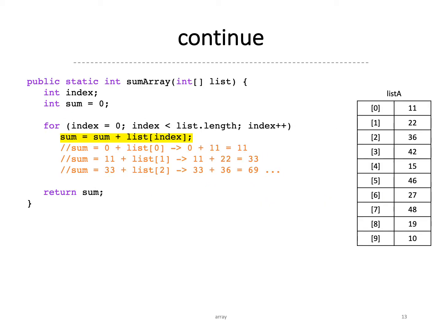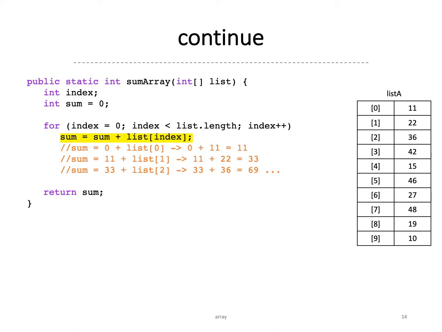In the sumArray method, the return type is int. This method has one parameter called list, which is an array of type int. In this method, it adds all the elements and keeps it in the variable called sum. It then returns the final value of sum back to the caller in the main method.